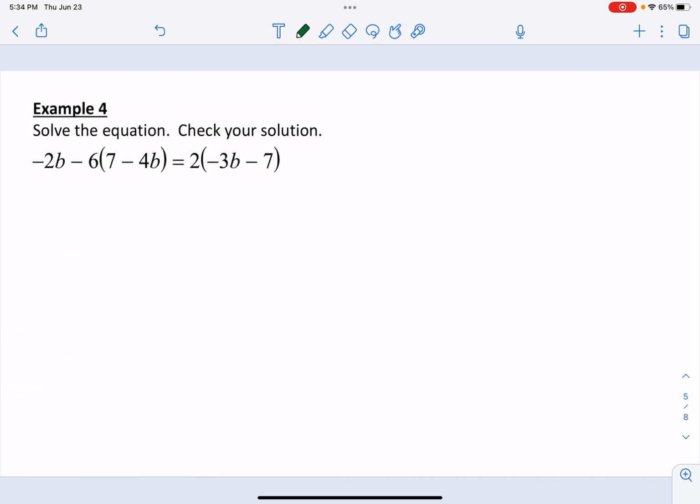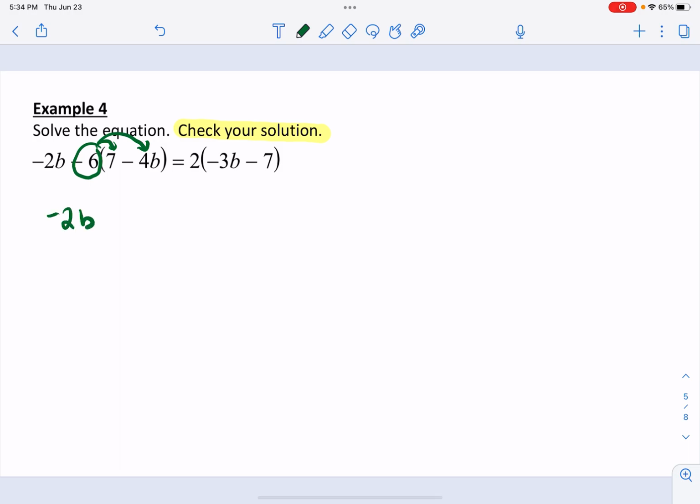Okay. Solve this equation. Check your solution. Okay, I'm going to highlight that so I remember to do it. Okay. So, I like this one because first we have to simplify. First, I have to distribute that negative 6 inside.